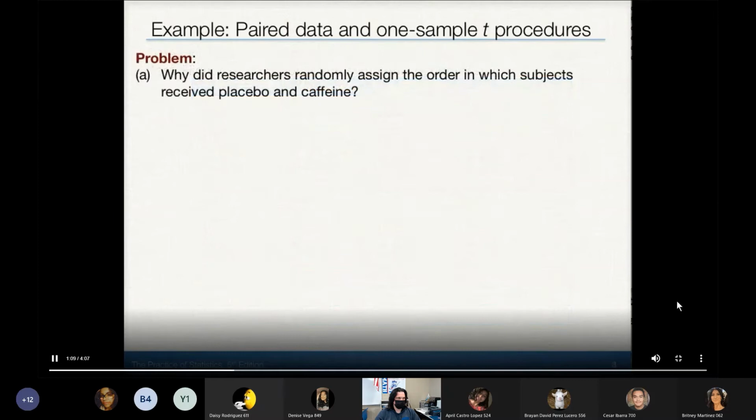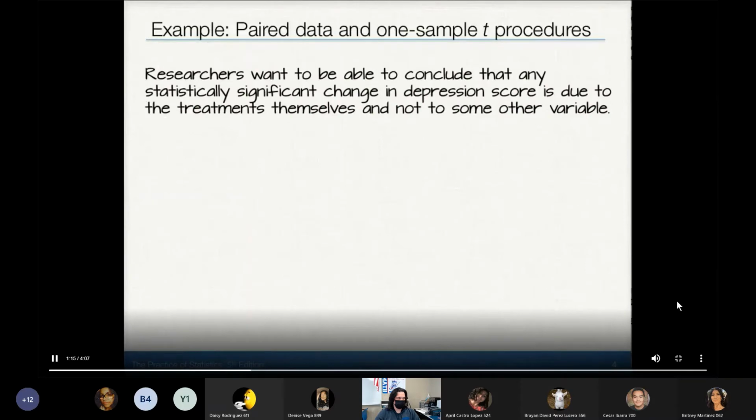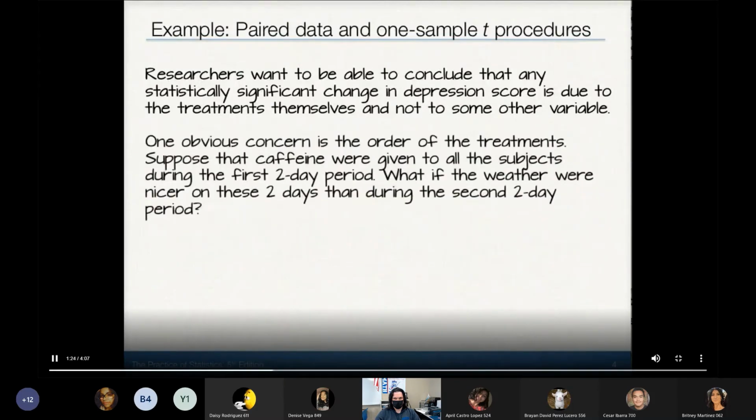Now, why did researchers randomly assign the order in which subjects received the placebo and caffeine? Well, researchers want to be able to conclude that any statistically significant change in depression score is due to the treatments themselves and not to some other variable. One obvious concern is the order of the treatments. Let's suppose caffeine were given to all the subjects during the first 2-day period.